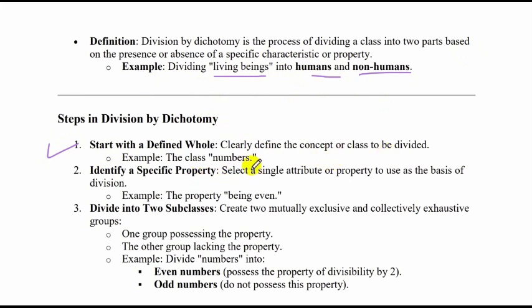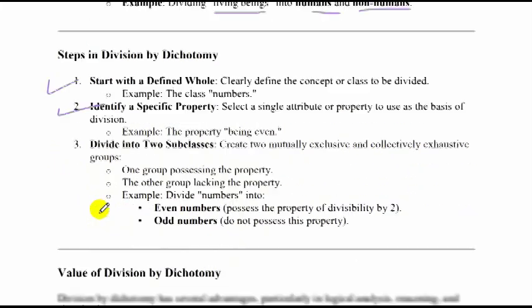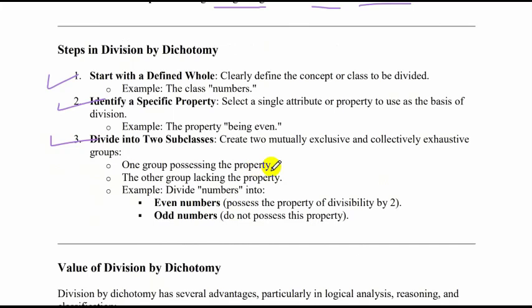Example, the class numbers. Identify a specific property, that is, being even or being odd. Select a single attribute or property to use as the basis of the division first. Then divide into two subclasses. Create two mutually exclusive and collectively exhaustive groups. Remember this word, mutually exclusive and collectively exhaustive. One group possessing the property, the other group lacking the property. That is even numbers and odd numbers.